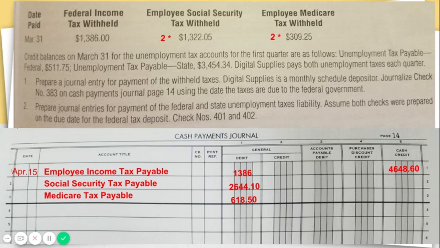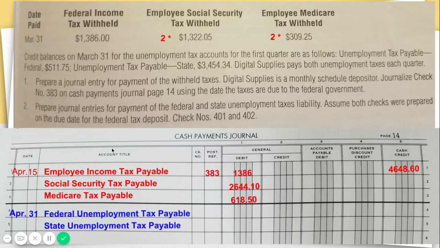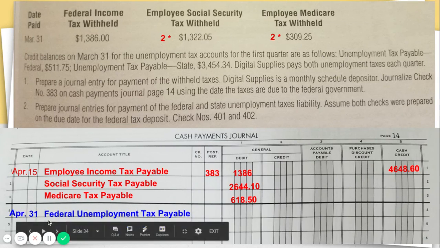The last part, we need to journalize our federal and state taxes for the end of the month. So here, this is the check number. I put it in the wrong spot. This is the check number of 383. To journalize our federal and state for the end of the month is April 31st.